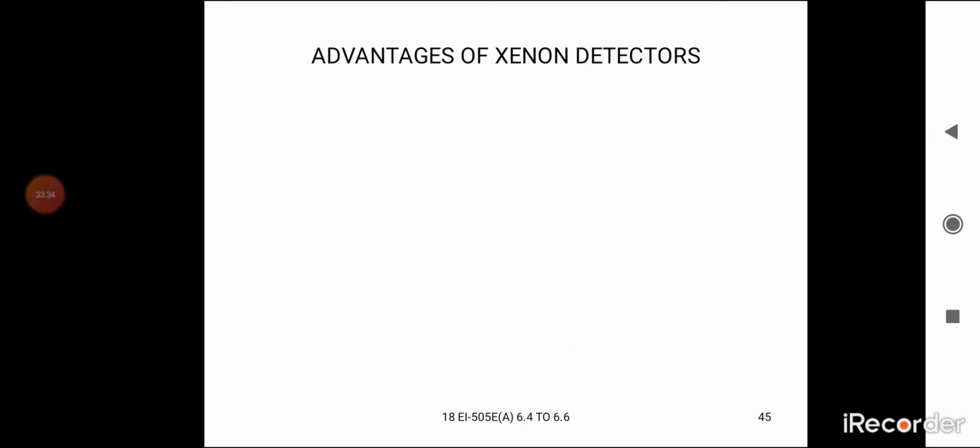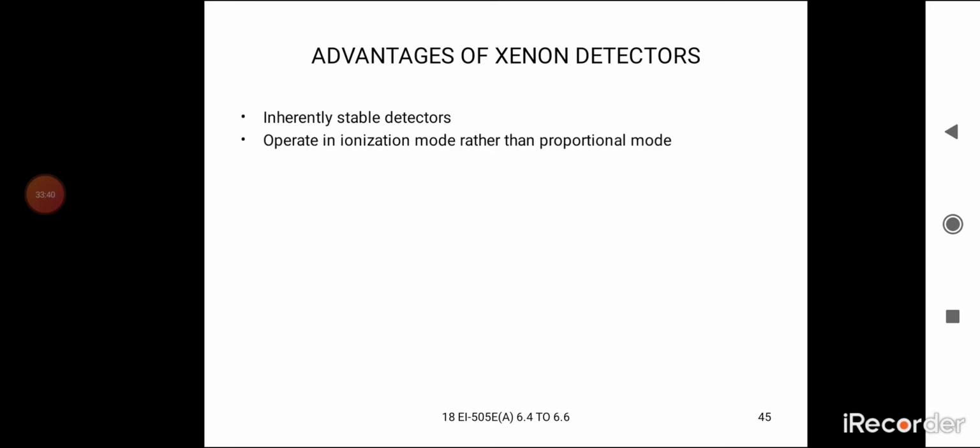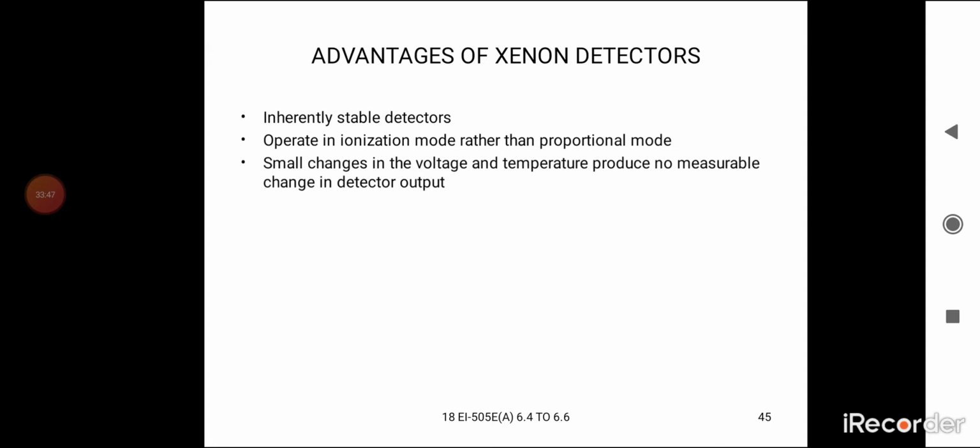Advantages of xenon detectors: inherently stable detectors, operating in the ionization mode rather than proportional mode. Small changes in voltage and temperature produce no measurable change in the detector output. Can be packed closely. Inexpensive.